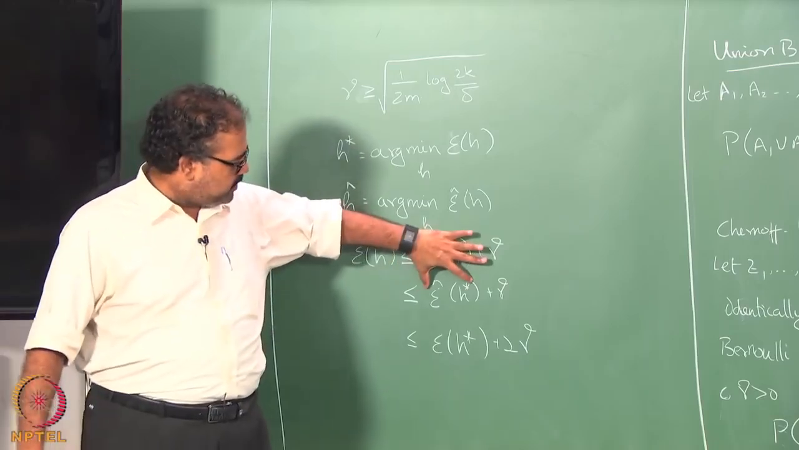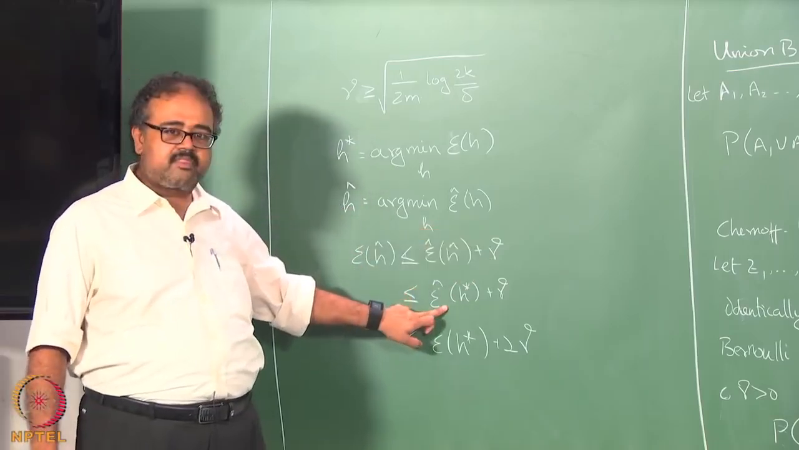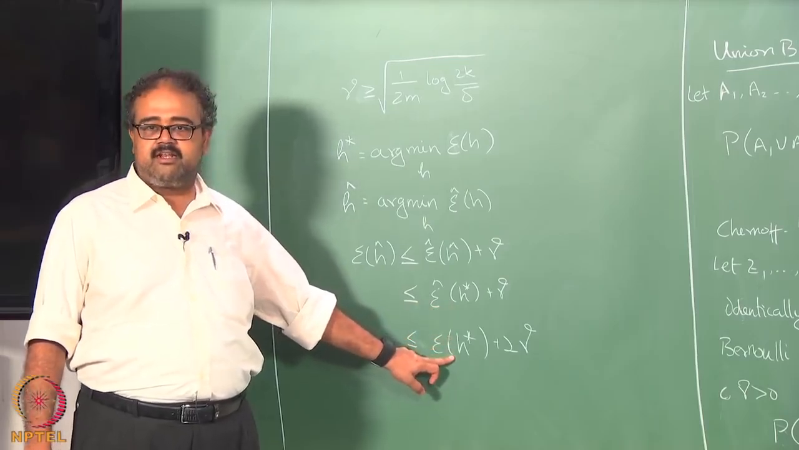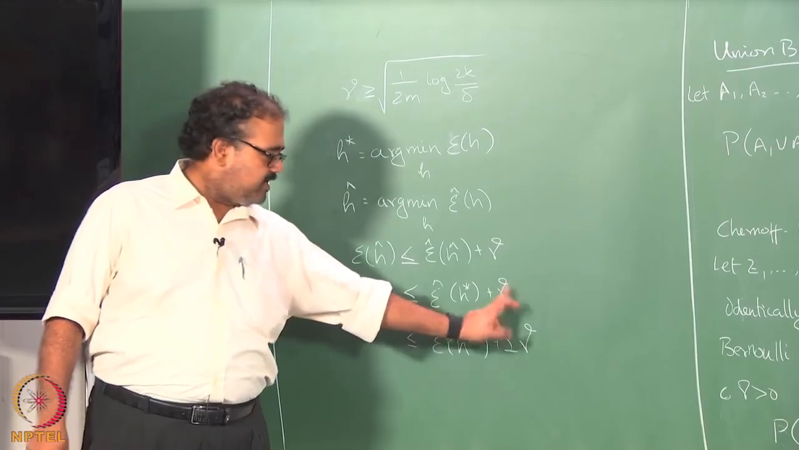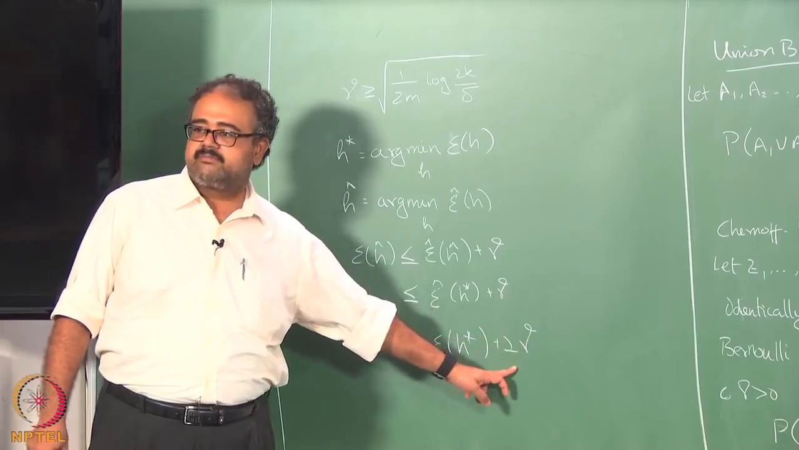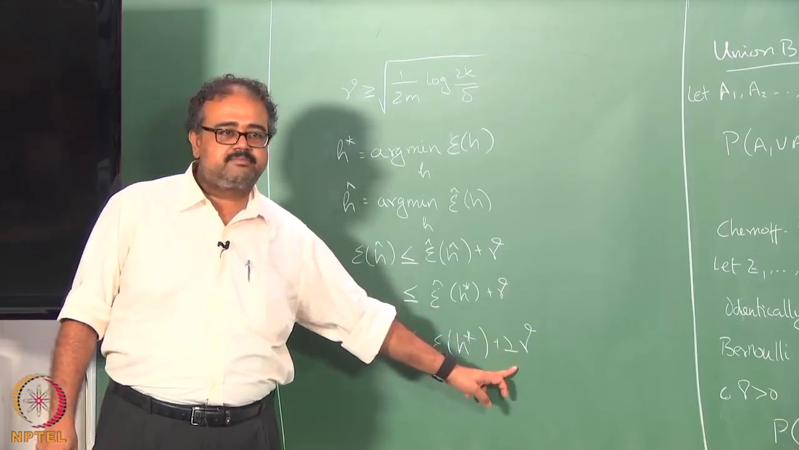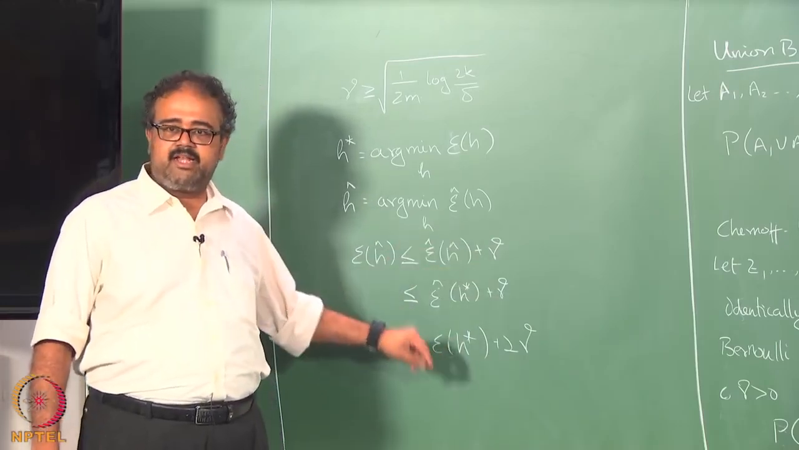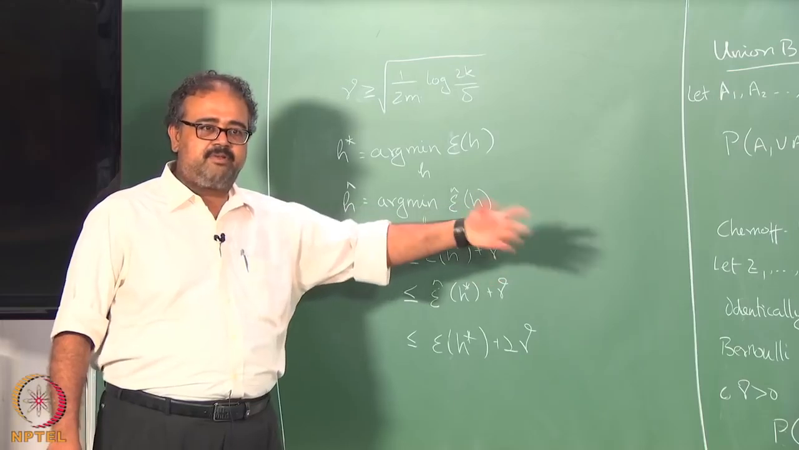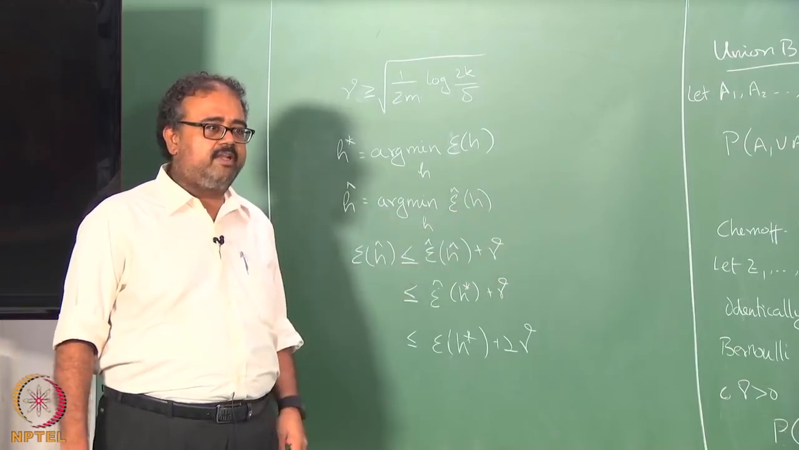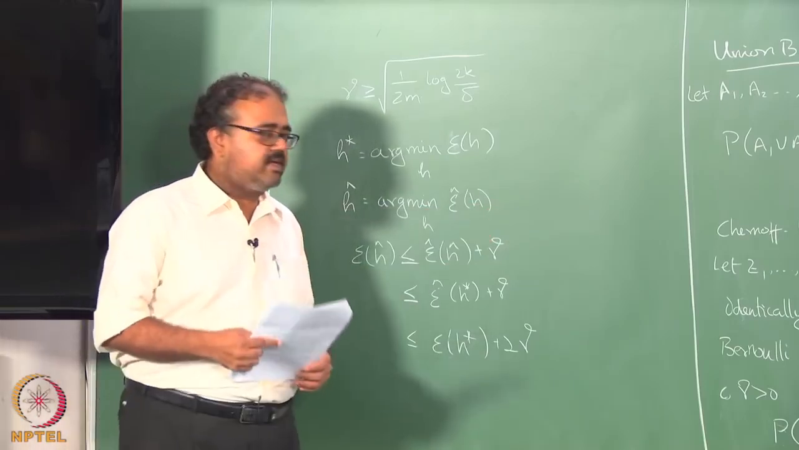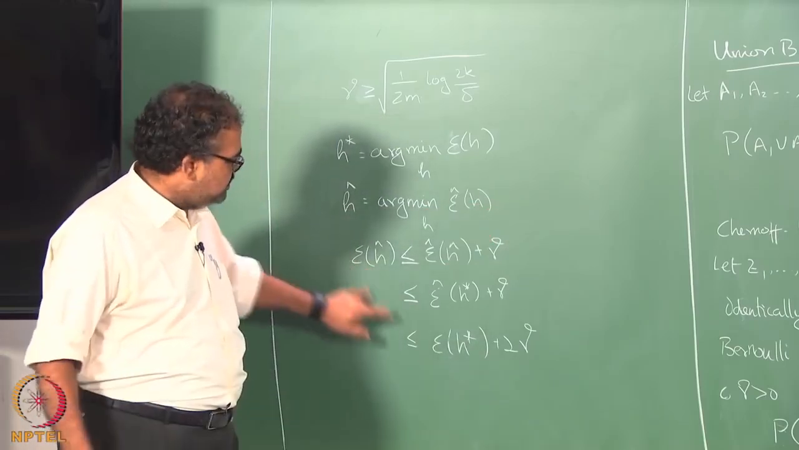Similarly, I took epsilon hat of H star and said that it will be within gamma of epsilon of H star. So then I added the gamma here, and I get 2 gamma. All of this will hold with some probability, but I am assuming that I have taken enough samples that I have converged to whatever degree of accuracy I need, with probability 1 minus delta. So once I have converged, this will hold.